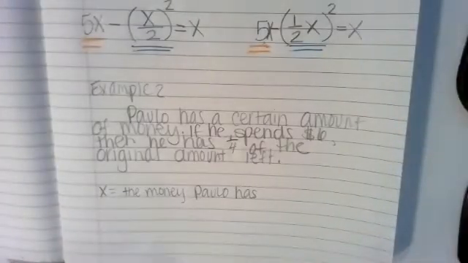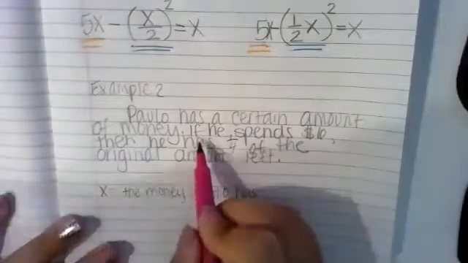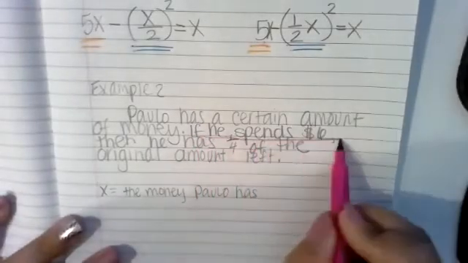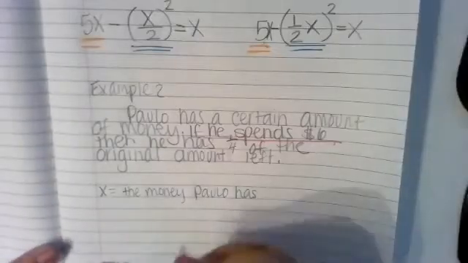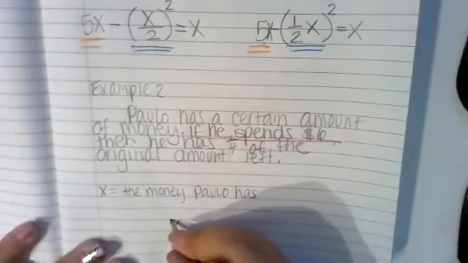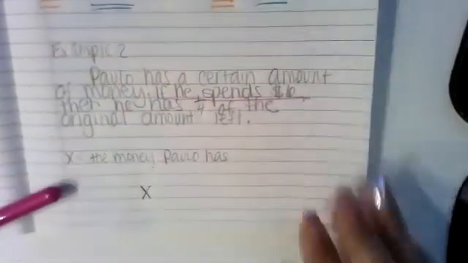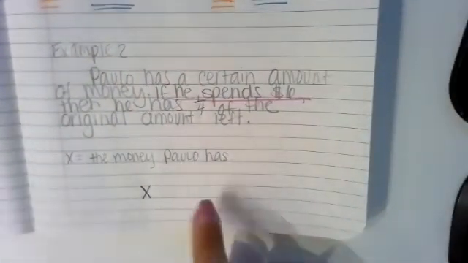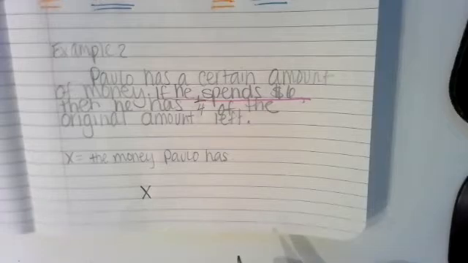Okay. So then we are going to read the next sentence. If he spends $6, okay? So Paolo has money. Here's Paolo's money. He spends $6. So is he gaining money or losing money? He's losing money. So we're going to represent that with what?